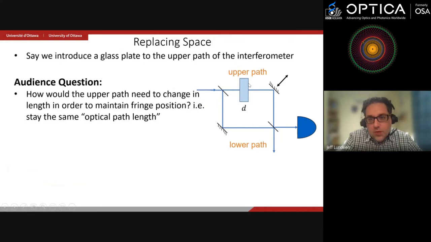Now we put in a glass plate, just standard glass, index n equals 1.5 of thickness d into the upper arm. And the question is, how would the upper path need to change in length in order to maintain the fringe position? In other words, how would it need to change in order to stay the same optical path length? How do we need to move this mirror to move it back to constructive interference? Okay, you can launch the poll now.